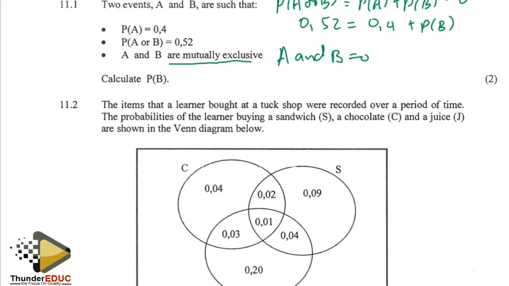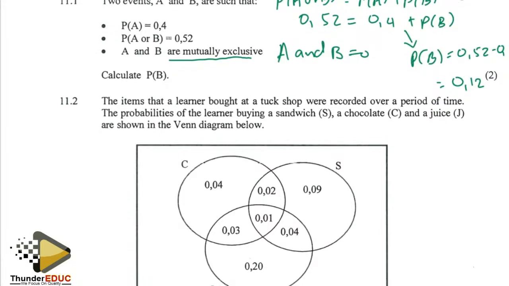This was 0.4, yes, not 0.42. Okay, let me just double check and be sure. So probability of B is 0.52 minus 0.4. This gives me 0.12. I hope so, guys. 0.12. Okay, let's take that as our answer.